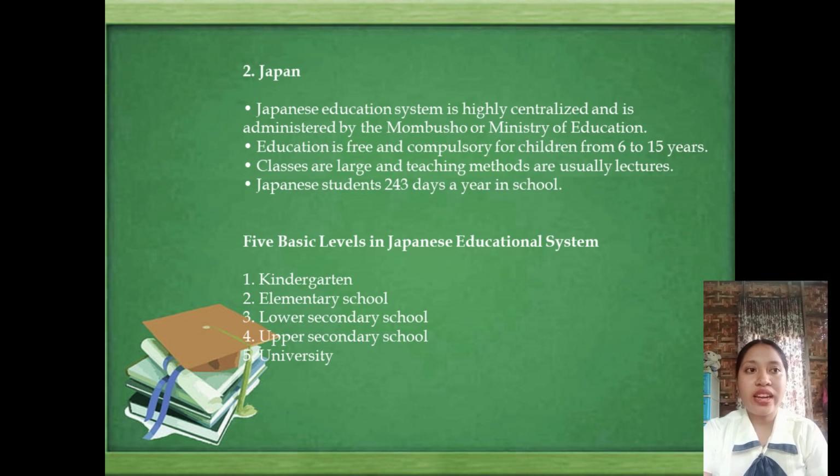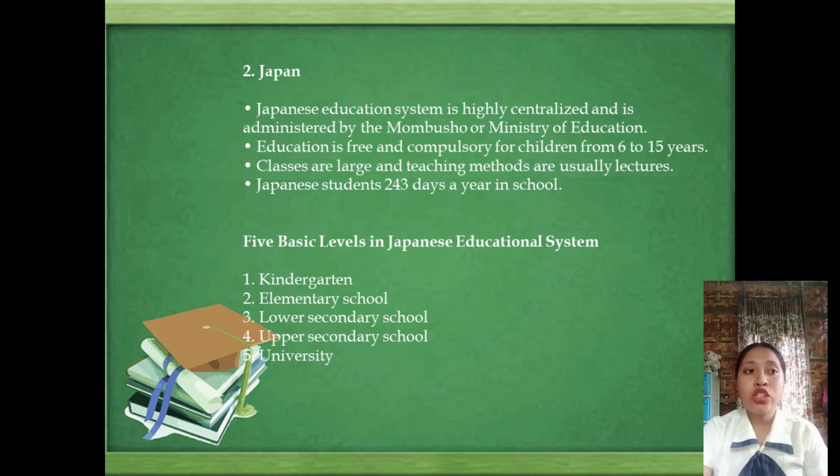The next one is Japan. So, the Japanese education system is highly centralized and is administered by the Monbusho or Ministry of Education. Education in Japan is free and compulsory for children from 6 to 15 years old. The classes are large and teaching methods are usually lectures.